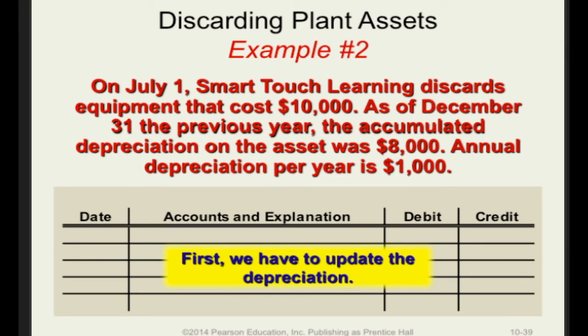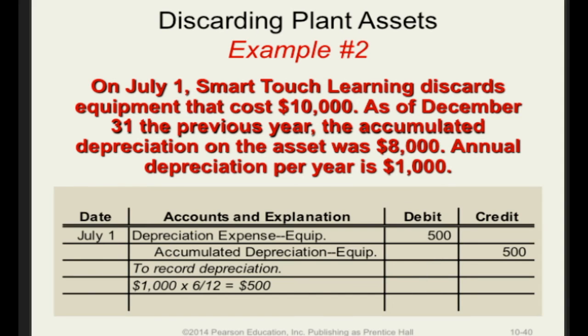First, we have to compute the half year's depreciation. Depreciation for a half a year is computed as the normal annual depreciation times 1/2. So in this case, $500. The entry to record the depreciation is a debit to depreciation expense for $500 and a credit to accumulated depreciation for $500. This will change the accumulated depreciation balance from $8,000 to $8,500.